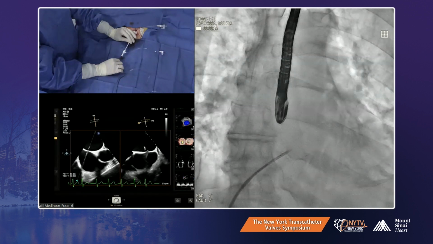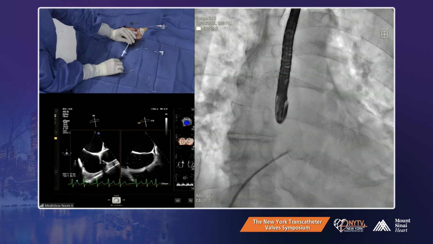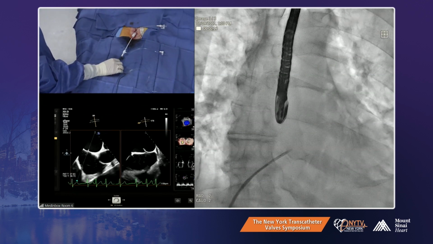Okay, great. What's the PA pressure or the RVSP? 26. So 26, absence of 36. Severe pulmonary, almost normal pulmonary pressures.